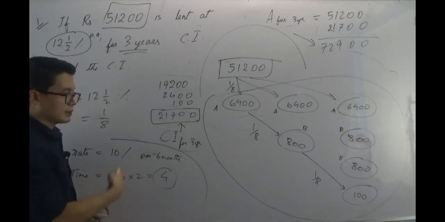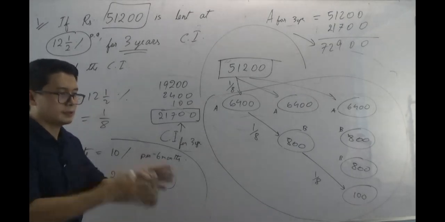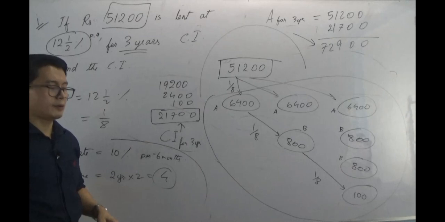So in 2 years there are 4 six-month periods: 6 months, 6 months, 6 months, 6 months.